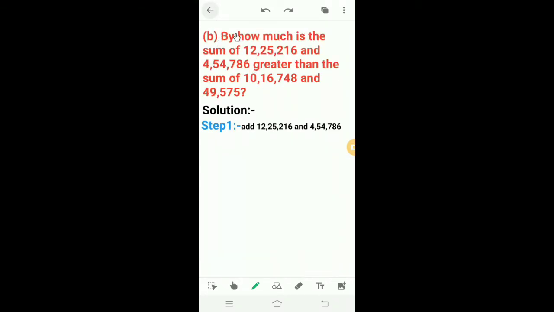Let's solve B1. By how much is the sum of 12,25,216 and 4,54,786 greater than the sum of 10,16,748 and 49,575? Here we have to find out by how much is the sum of 12,25,216 and 4,54,786 greater than the sum of 10,16,748 and 49,575.